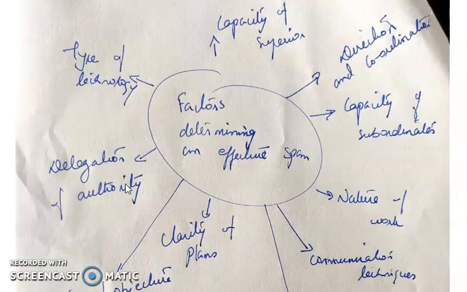So the second one is the clarity of plans. If the degree of the plan is very high, the standing plans clearly provide rules, regulations, procedures, and methods on how you have to do the work. Then the degree of span would be very high, right? In such cases, the subordinates can do the work on their own. If the plans are not accurately or clearly drawn, the span has to be narrow so that the subordinates can get much consultation and guidelines for doing the work.